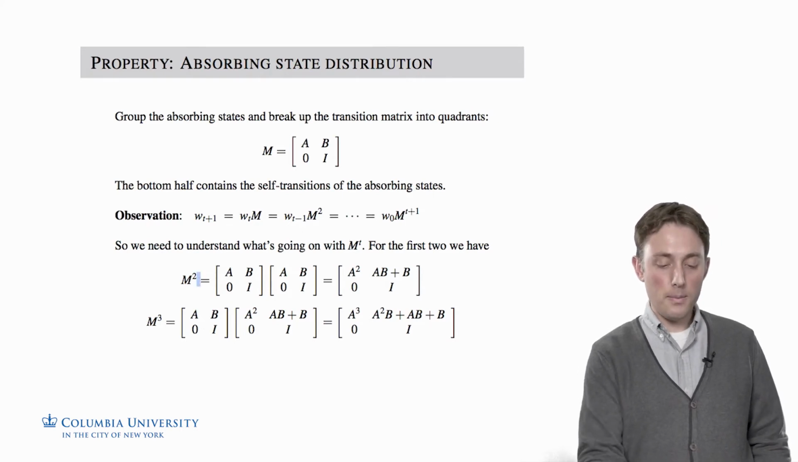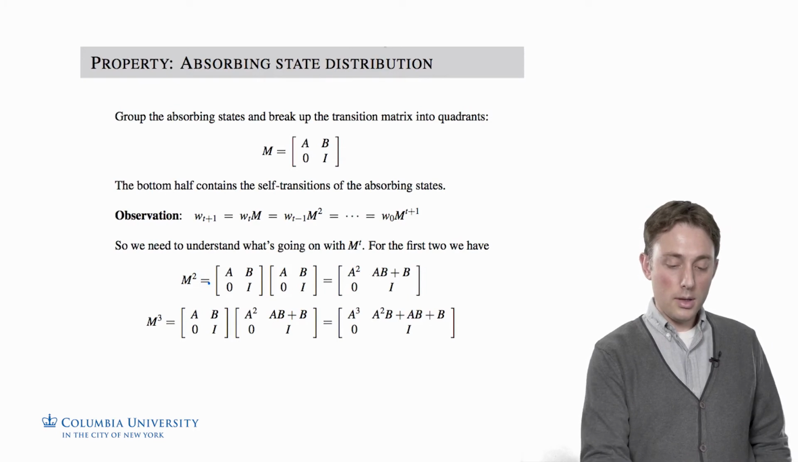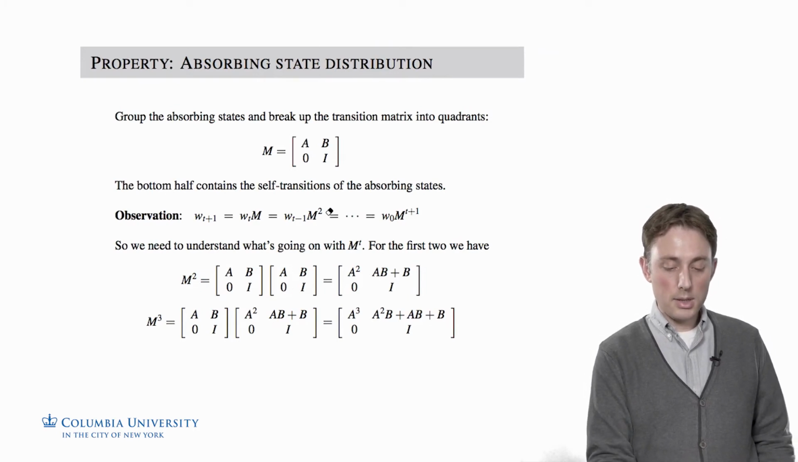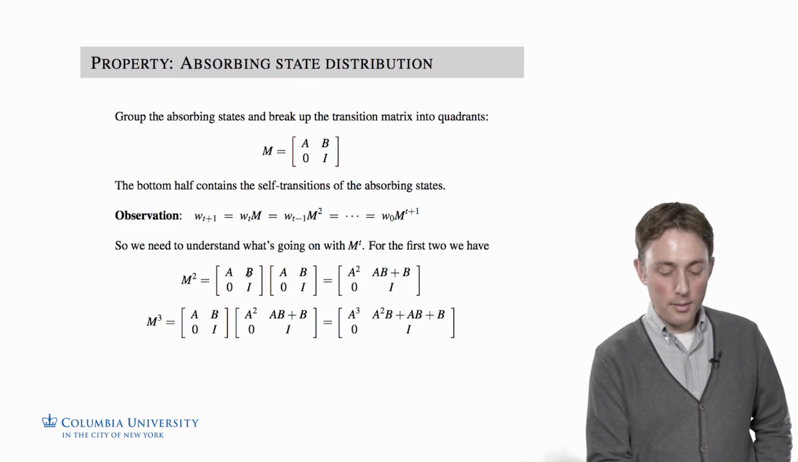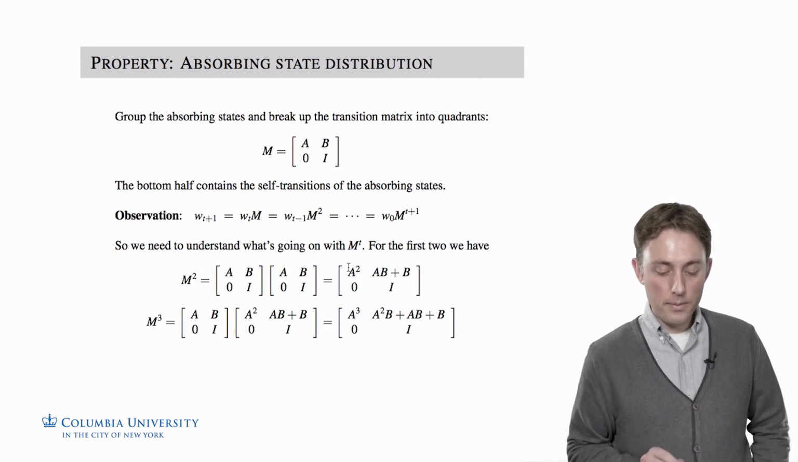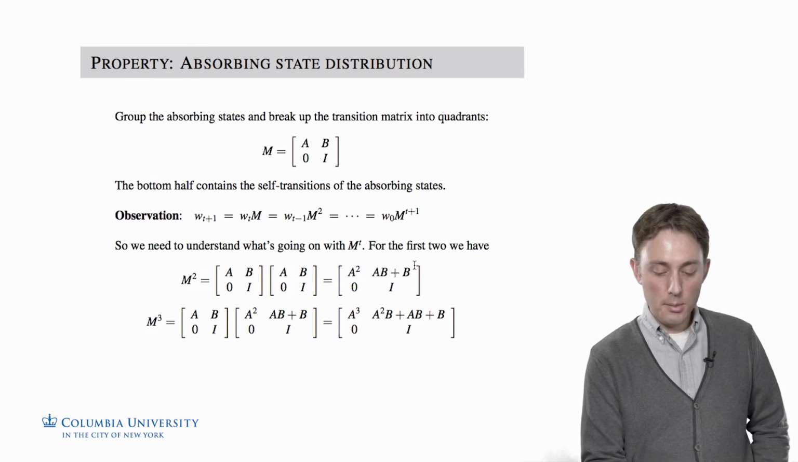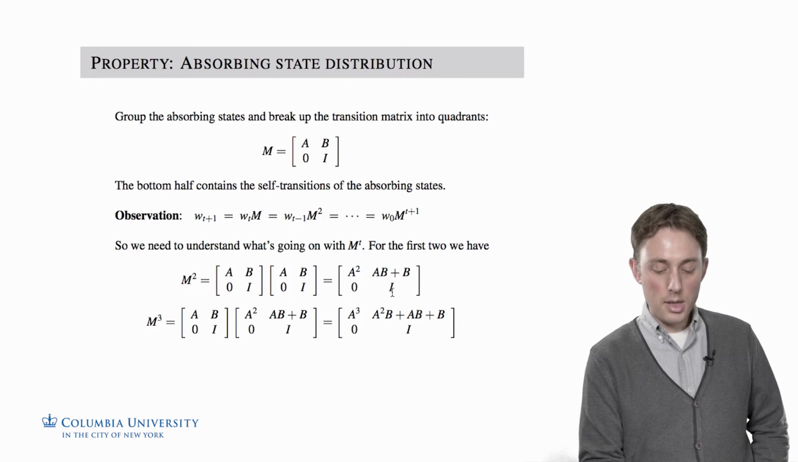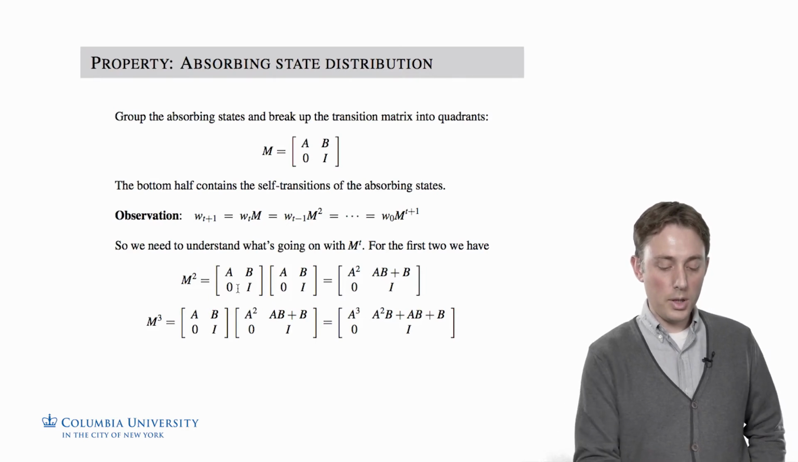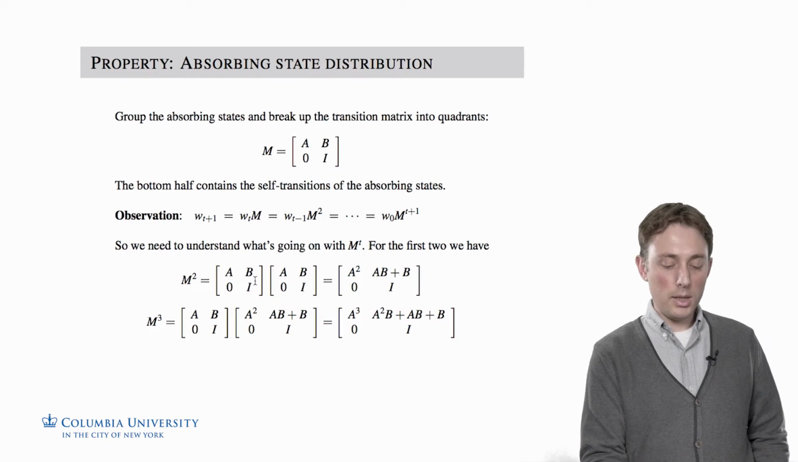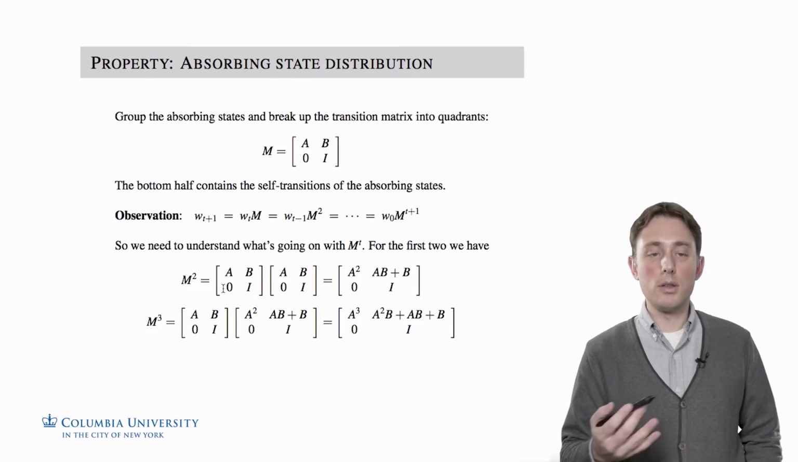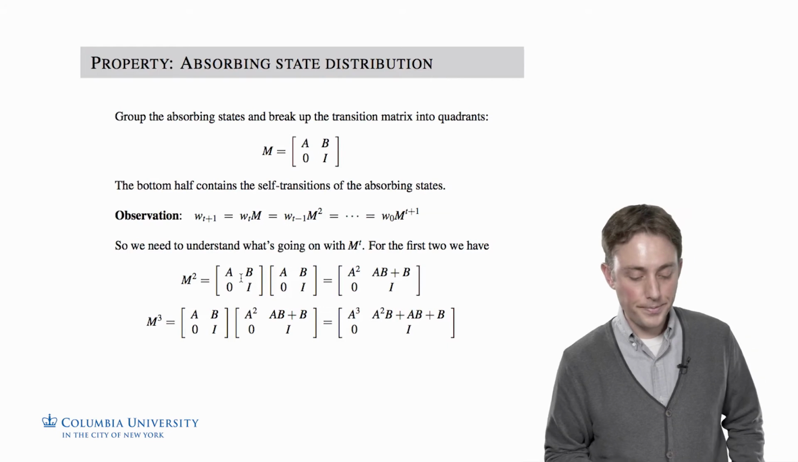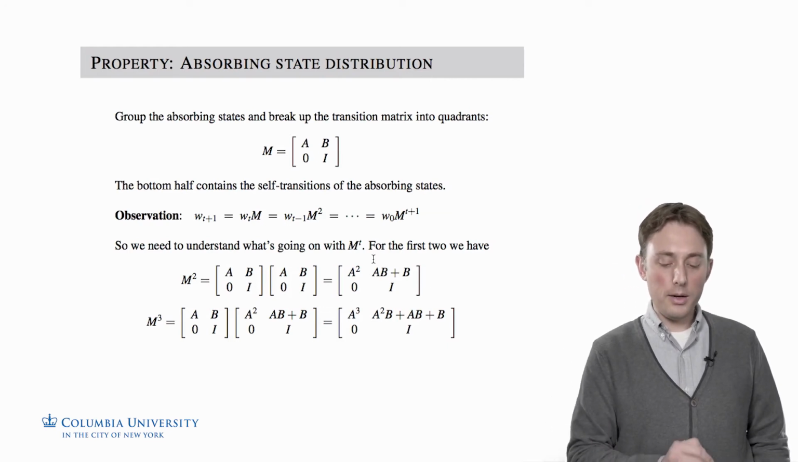So M squared is equal to this matrix times itself. And so we have AB times A0 is A squared. AB times BI is AB plus B. And then 0I times A0 is 0. And 0I times BI is just I. So here we've done the same sort of rules as when these are scalars. The same exact logic follows when these are submatrices as well. Okay, so we've calculated M squared.